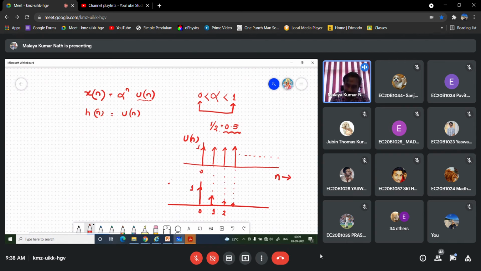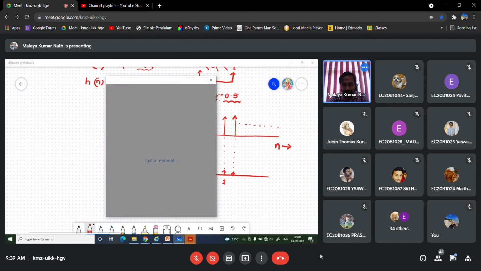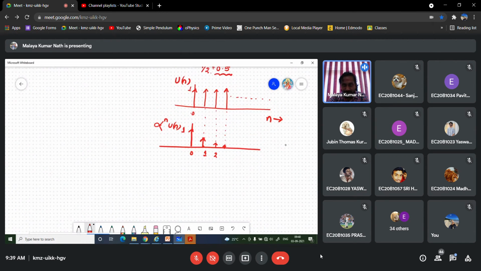So this value is alpha to the power n into u of n. Now try to understand carefully what exactly is happening in this case. What is h of n? h of n is u of n. Already I have shown in the past figure how u of n looks. Now what we have to do is rotate, or fold, one signal. Suppose I fold this u of n, then how will it look?